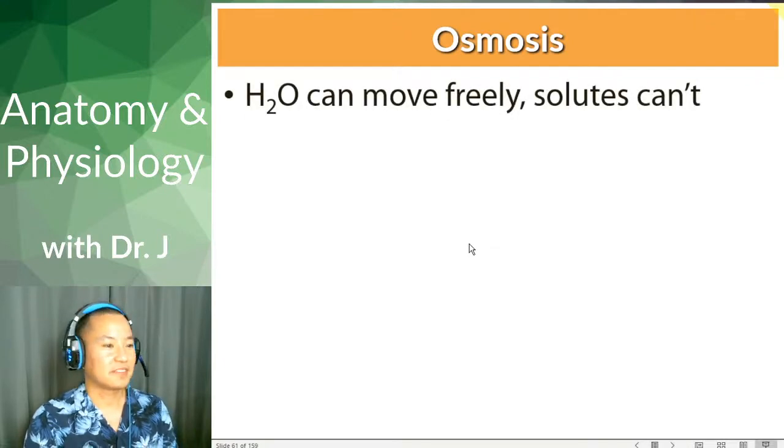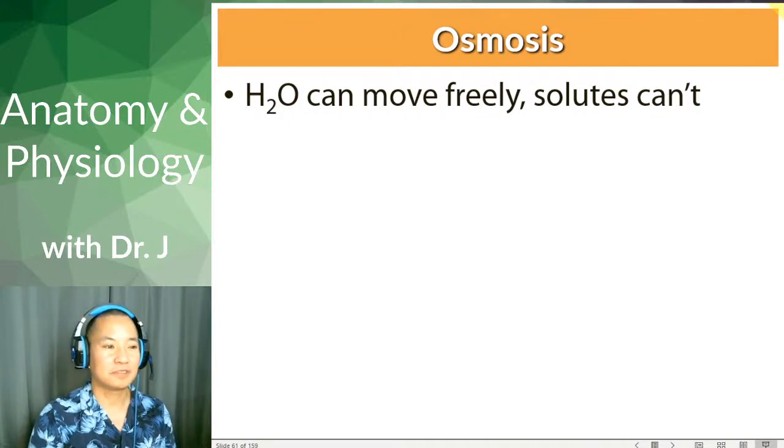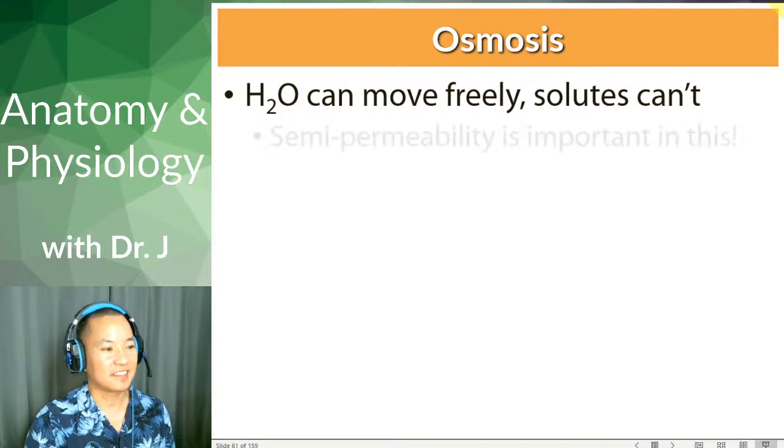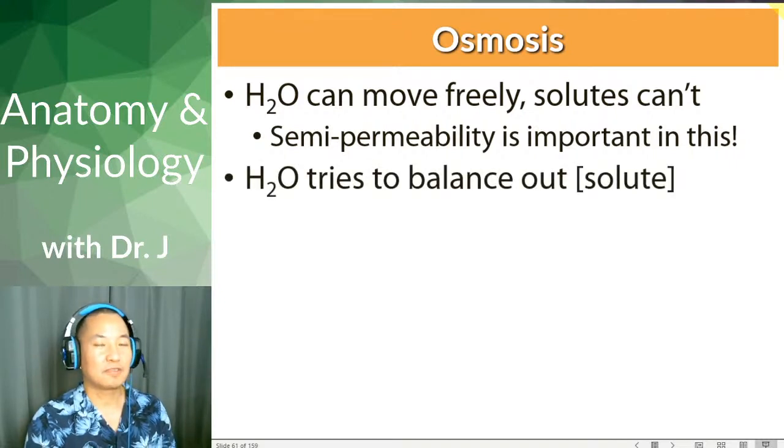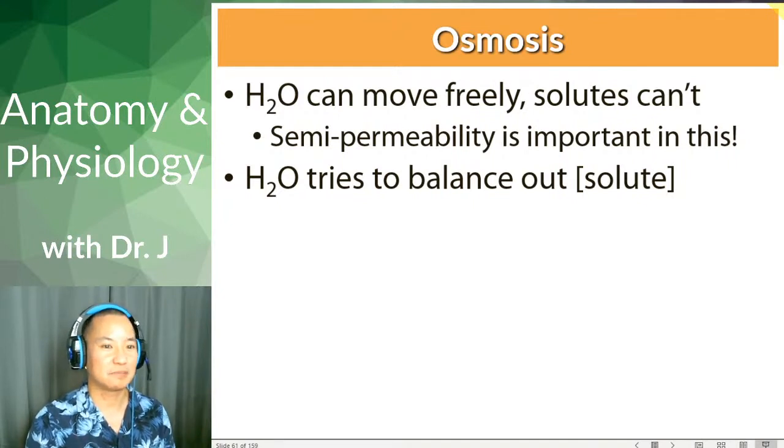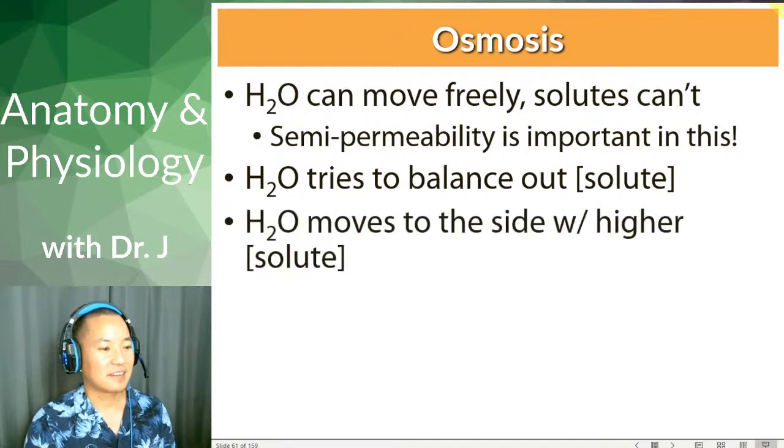In osmosis, this is one of the big tricks. Water can move freely, at least for osmosis in the human body, but solutes can't. This is why you have to understand the difference between impermeable, freely permeable, and semi-permeable. The overall goal of osmosis is to balance out solute concentrations on both sides. As you saw in that party, now people had a kind of equal amount of munchies to people. And water also moves to the side with a higher solute concentration.